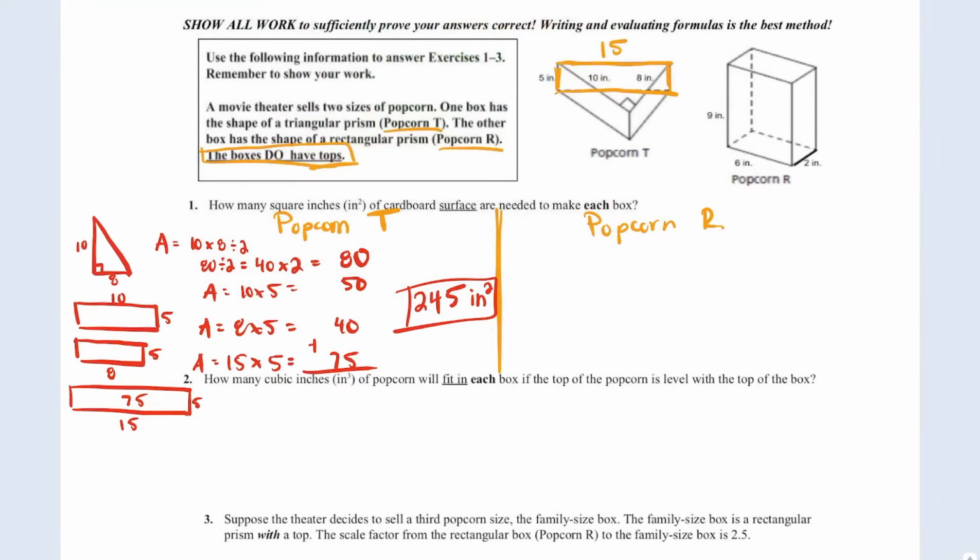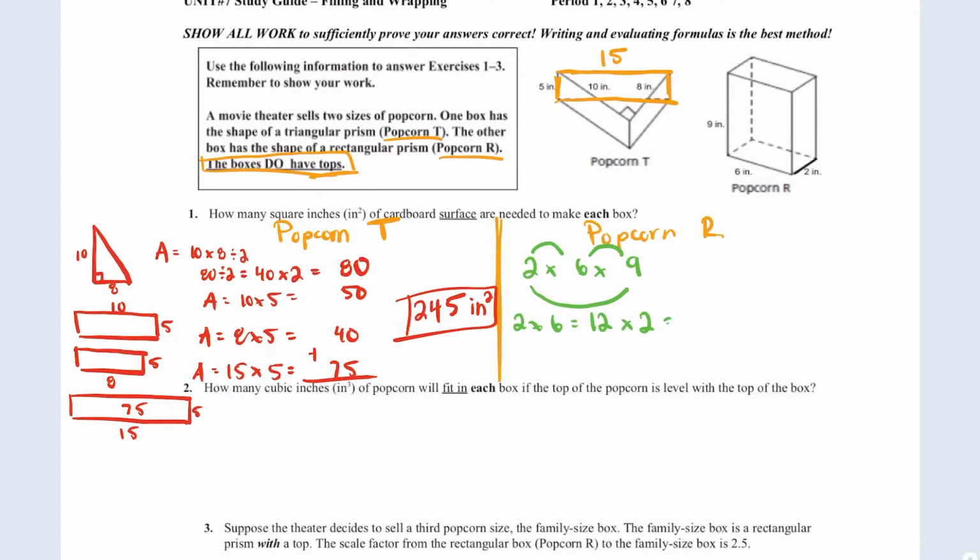All right, and let's move over to popcorn R. So our dimensions are 2 by 6 by 9, right? So we did this version in class where we made the smiley face. So we have one set of faces that's 2 by 6, so one set of faces that's 6 by 9, and then one set of faces that is a 2 by 9. So we have 2 by 6, which is equal to 12. And I have two faces that have an area of 12, so I'm going to be multiplying that by 2 for a total of 24.